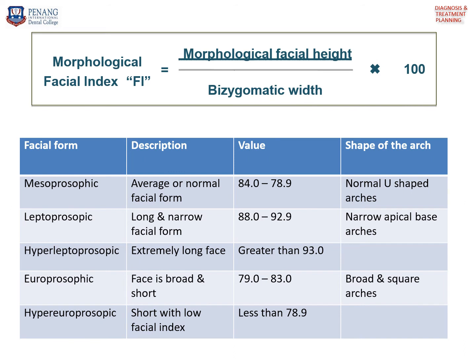The equation goes: morphological facial height divided by bizygomatic width into 100. Mesoprosopic facial form is average and normal. Leptoprosopic is long and narrow. Hyperleptoprosopic is an extremely long face. Europrosopic is a broad and short face, and hypereuroprosopic is short with a low facial index.